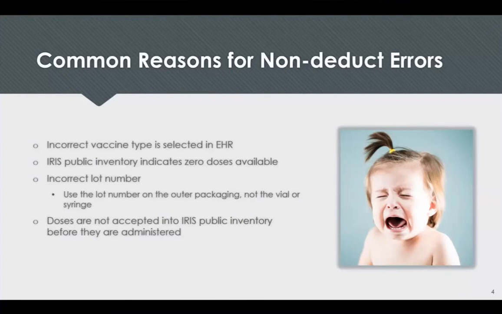Another common error is an incorrect lot number. As a reminder, the Idaho Immunization Program references the lot number on the outside packaging. We do not reference the component lot numbers that are referenced on the vial or the syringe. Also, in terms of incorrect lot numbers, we see a lot of uppercase O's come across the system. Vaccine manufacturers typically don't reference an uppercase O in a lot number. They're usually zeros. So you'll want to be aware of that when you're entering lot numbers into your organization's EHR as well.